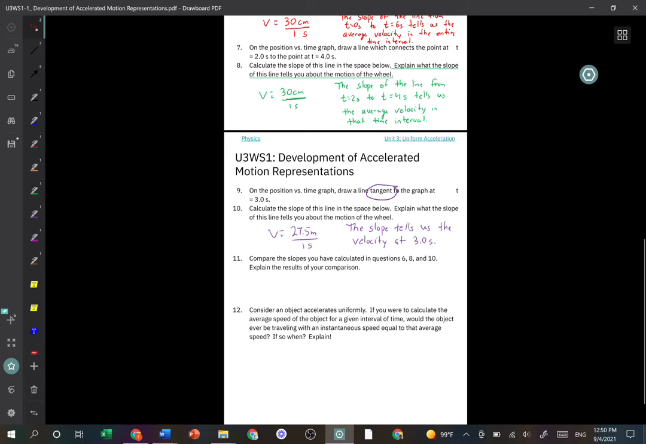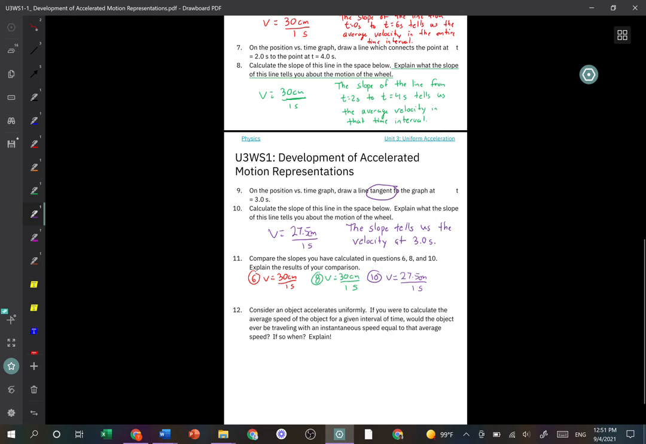Question 11. Compare the slopes you have calculated in questions 6, 8, and 10. Explain the results of your comparison. So, for question number 6, our slope or our velocity was 30 centimeters every 1 second. For question number 8, our velocity was 30 centimeters every 1 second. And for question number 10, our velocity, that slope of that line, was 30. Nope, that one was not 30. Just the other two were. That one was going to be 27.5 centimeters every 1 second. So explaining the results of your comparison.